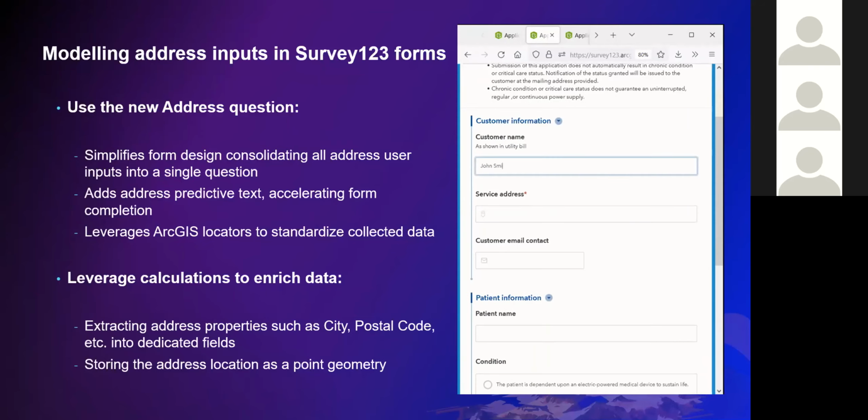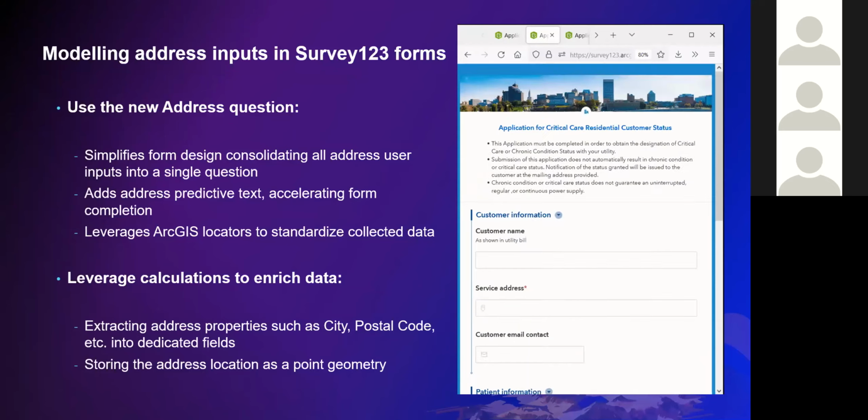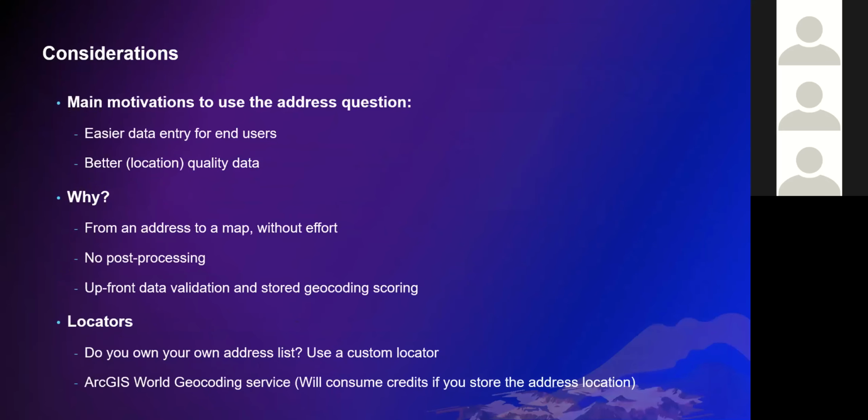You can also use your own locator, right? What I was showing was probably using the ArcGIS Online World Locator, but if you're an agency that manages your own locator, then publish it. We can use that custom locator. It works in the survey web app, and it works in the survey desktop app. It does require that you have connectivity, right?